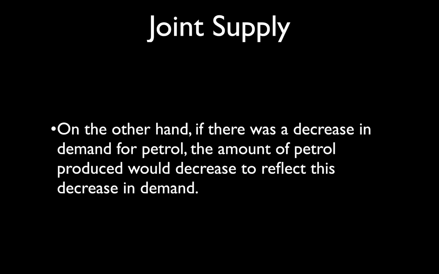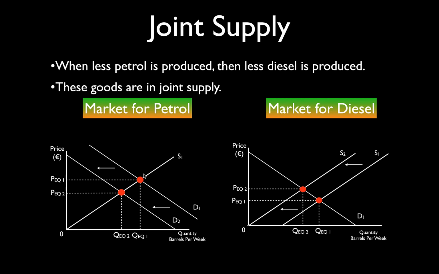On the other hand, if there is a decrease in demand for petrol, the amount of petrol produced would decrease to reflect this decrease in demand. So the demand curve for petrol has decreased, and the price of petrol has therefore fallen. Therefore, there has been a reduction in the quantity supplied, a movement from here to here along the existing supply curve. That would cause less petrol to be produced, which in turn would mean that less diesel would be produced, because we have to produce them both together if we're going to produce one. And this is the idea of joint supply.